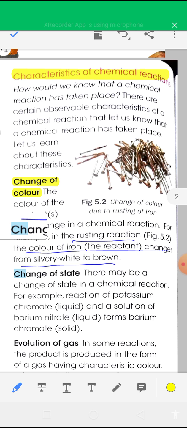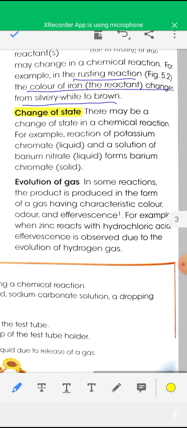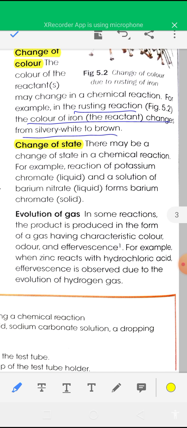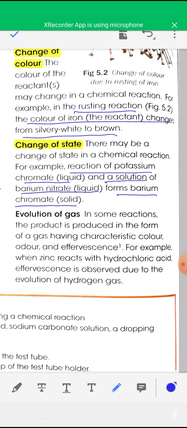The second characteristic is change of state. That is a change of physical state, like solid to liquid, liquid to gas. There may be a change of state in a chemical reaction. For example, the reaction of potassium chromate, which is a liquid, and a solution of barium nitrate, which is also a liquid, forms barium chromate as a solid. So in this reaction, two liquids react to give a solid product. So in some chemical reactions, change of state takes place.